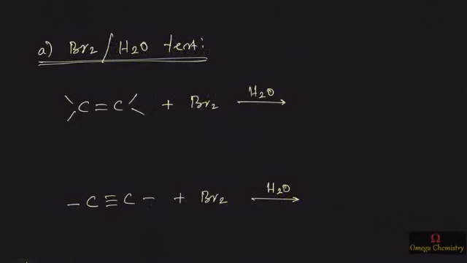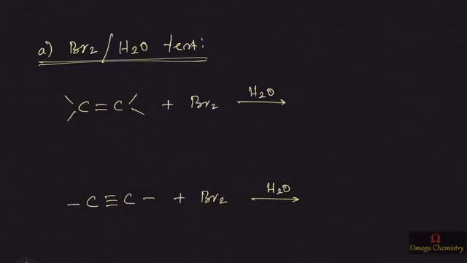So in bromine water test, when an alkene is added with the bromine water, bromine will be added across the double bond and the addition is anti-addition. Since bromine is going to be consumed in this reaction, the bright red color of bromine will be decolorized, which is the indication for unsaturation.